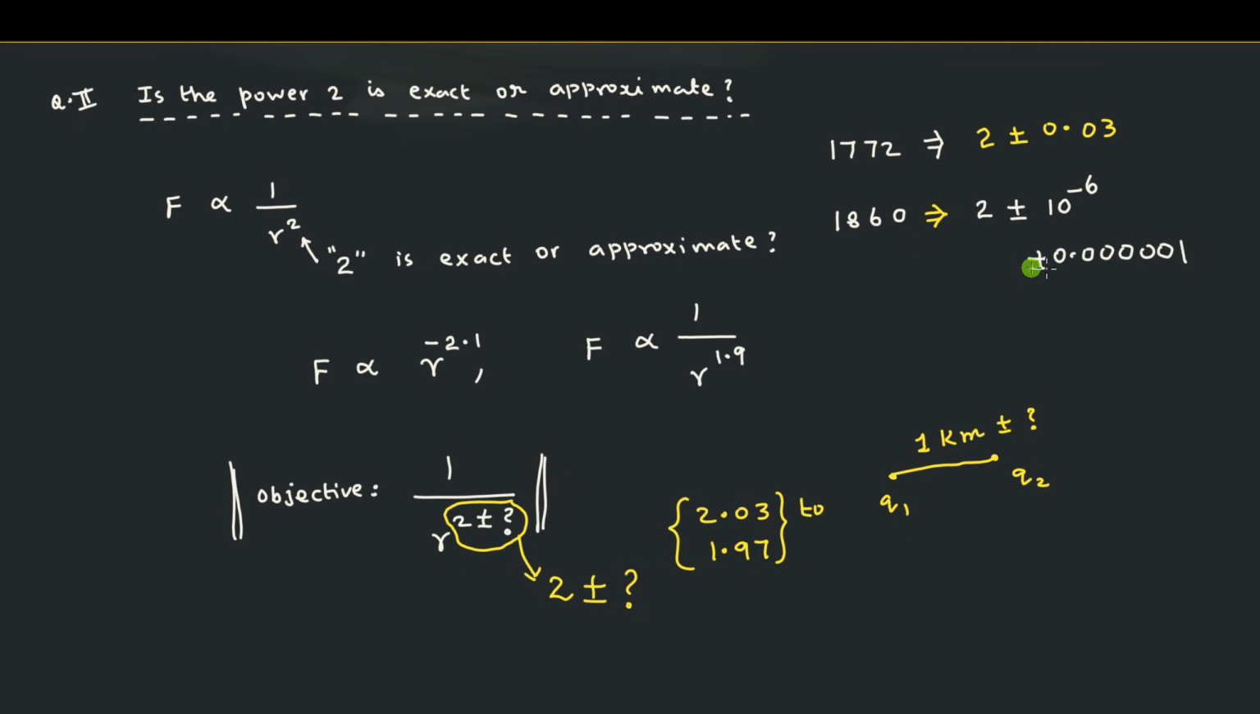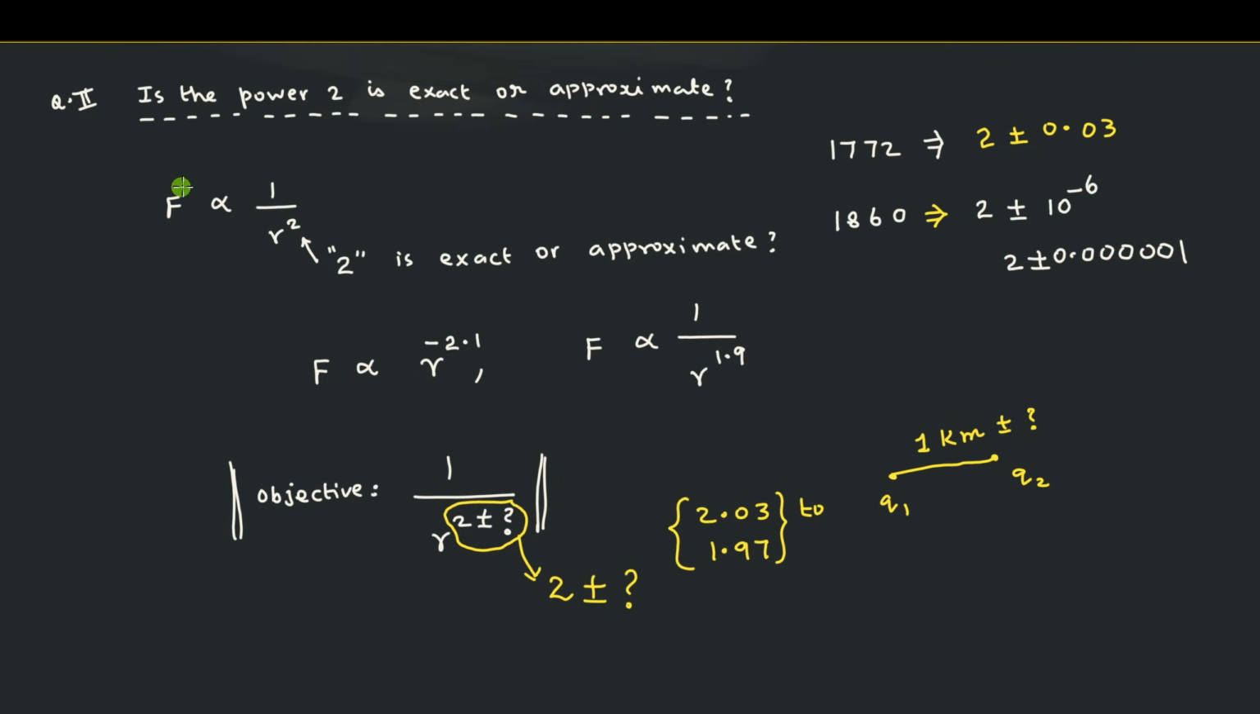So you have a 2 here. So that is the meaning of this one. So in 1860, this is the result they got. This result is coming because you have an improved way, a better way of measuring the distance, and a better way to measure the force itself.